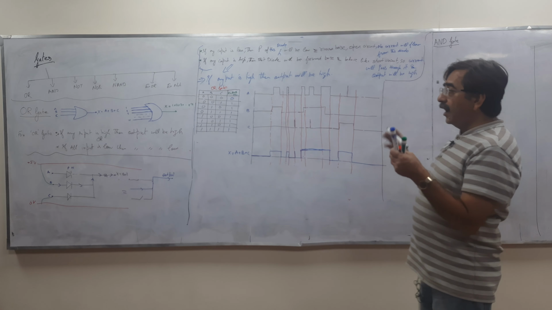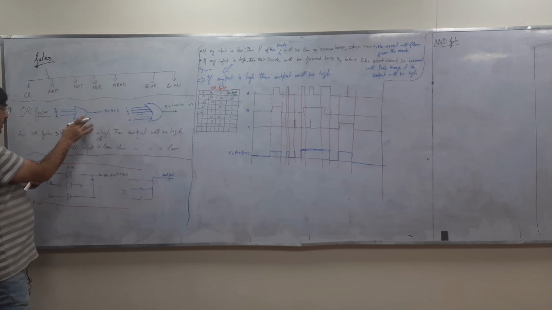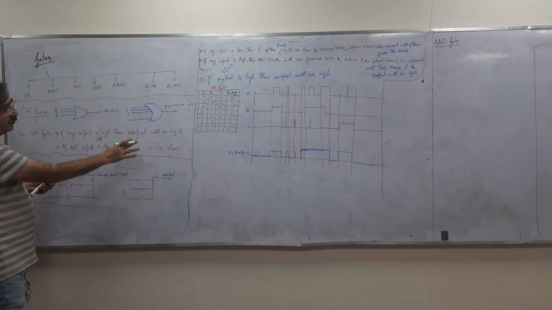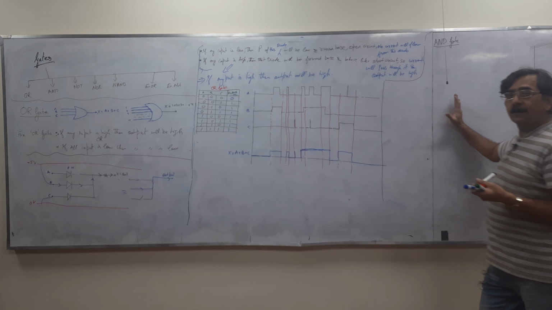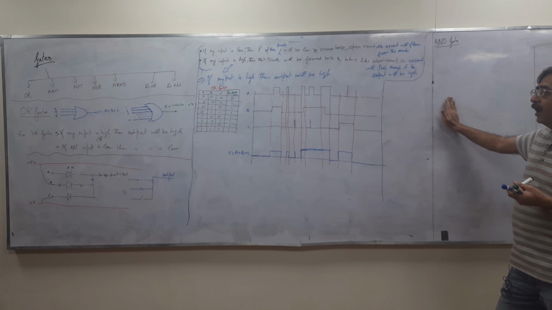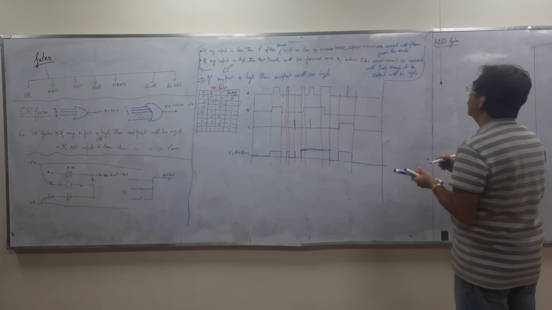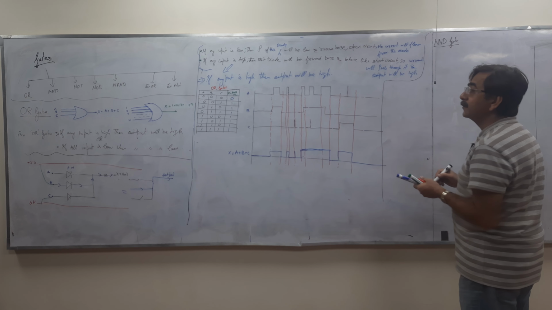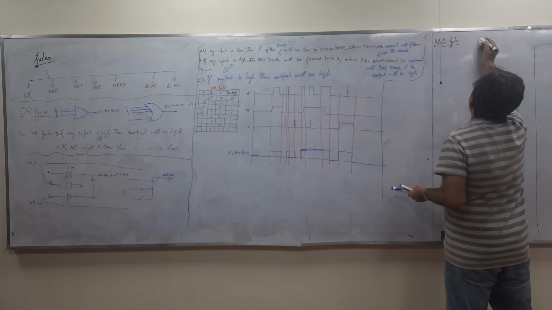And that means if all are high. Okay, this is our OR gate: if any one input is high, then the output will be high. But in opposite to the OR gate, for the AND gate, if any input is low, the output will be low, and that is opposite to the OR gate.